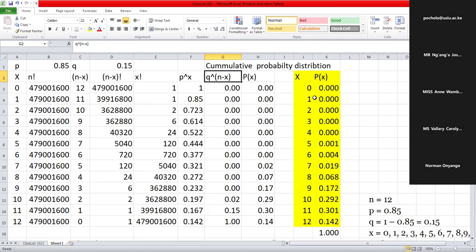So let's generate the at most, the cumulative probability distribution that answers that question. Please, then create a column here. Let's have the X column here, because we want at most a given value of X.